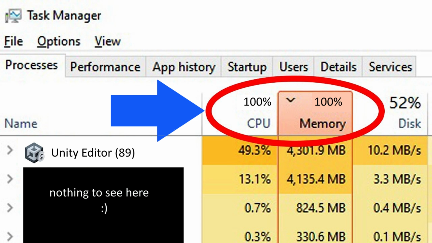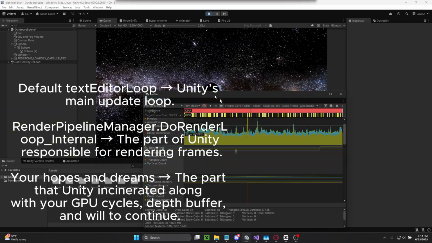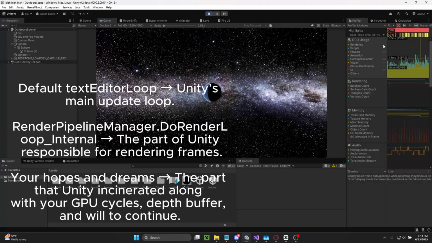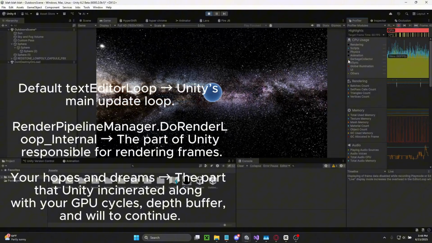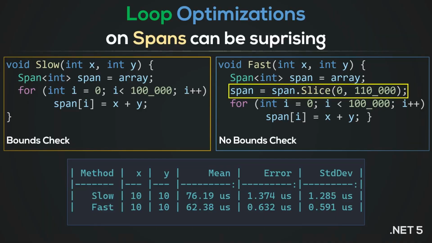And don't get me started on the profiler. Oh yeah bro, just open the profiler. I did. It said EditorLoop > RenderPipelineManager.DoRenderLoop_Internal > your hopes and dreams. Now at this point, any sane person would optimize. Maybe lower the resolution, maybe cache some values. Not me. I doubled down.